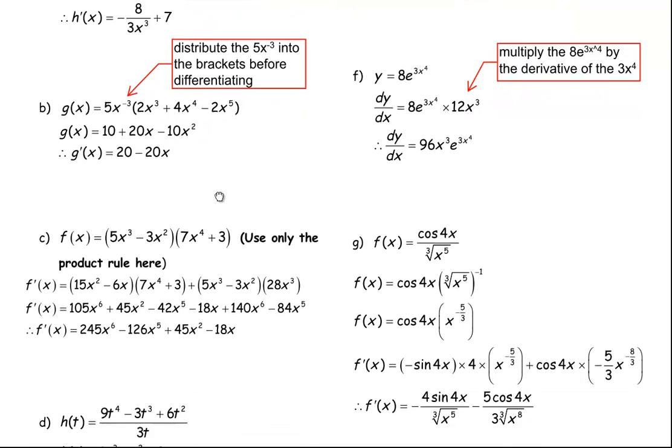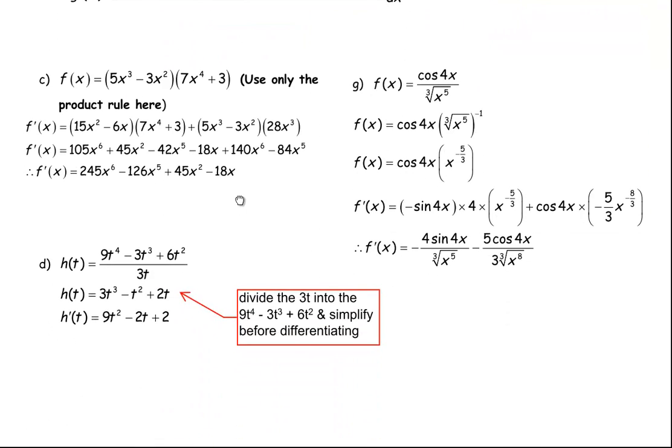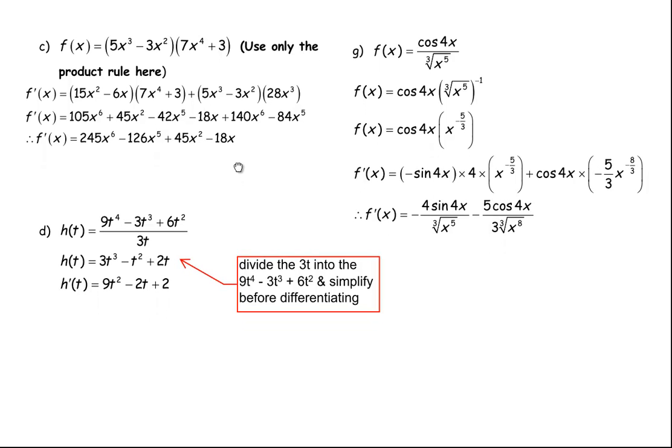For the next one, we'll scroll down to C here. And so we're given f of x equals this function. You're asked to use the product rule here. So in this kind of question, you'd be asked to demonstrate how the product rule works. So I generally start in the product rule by differentiating the first function. And so that's what I'm doing here.